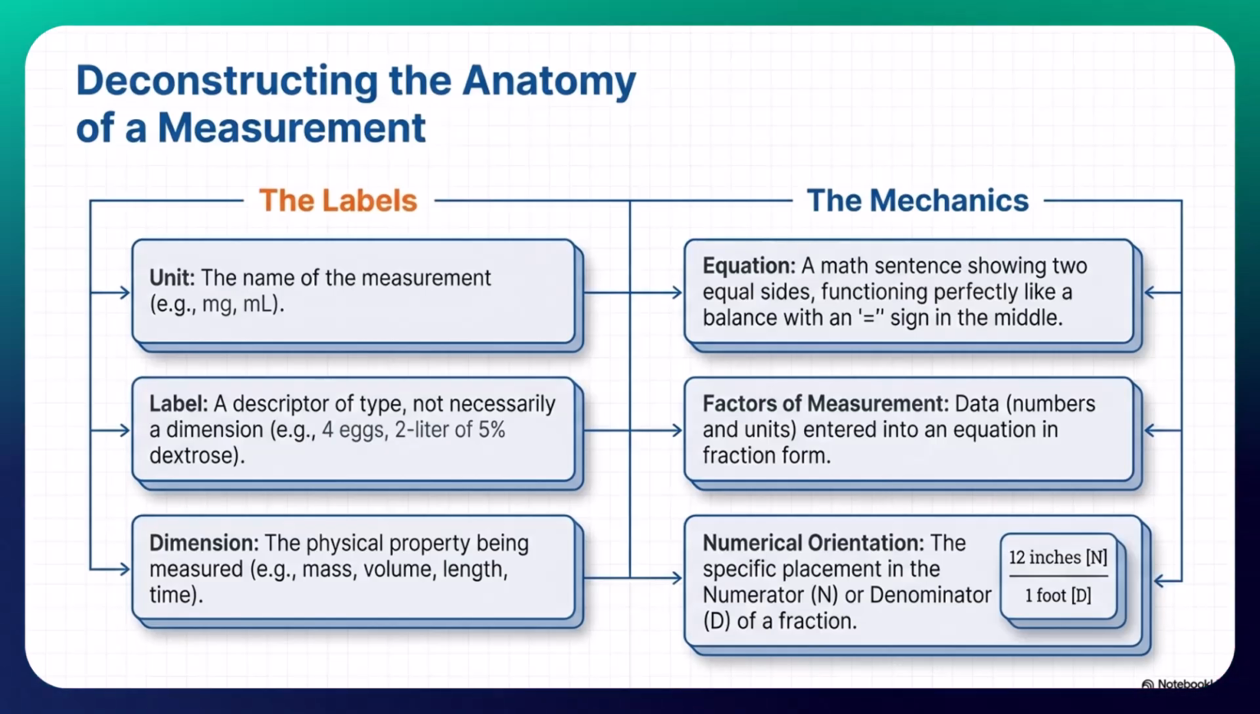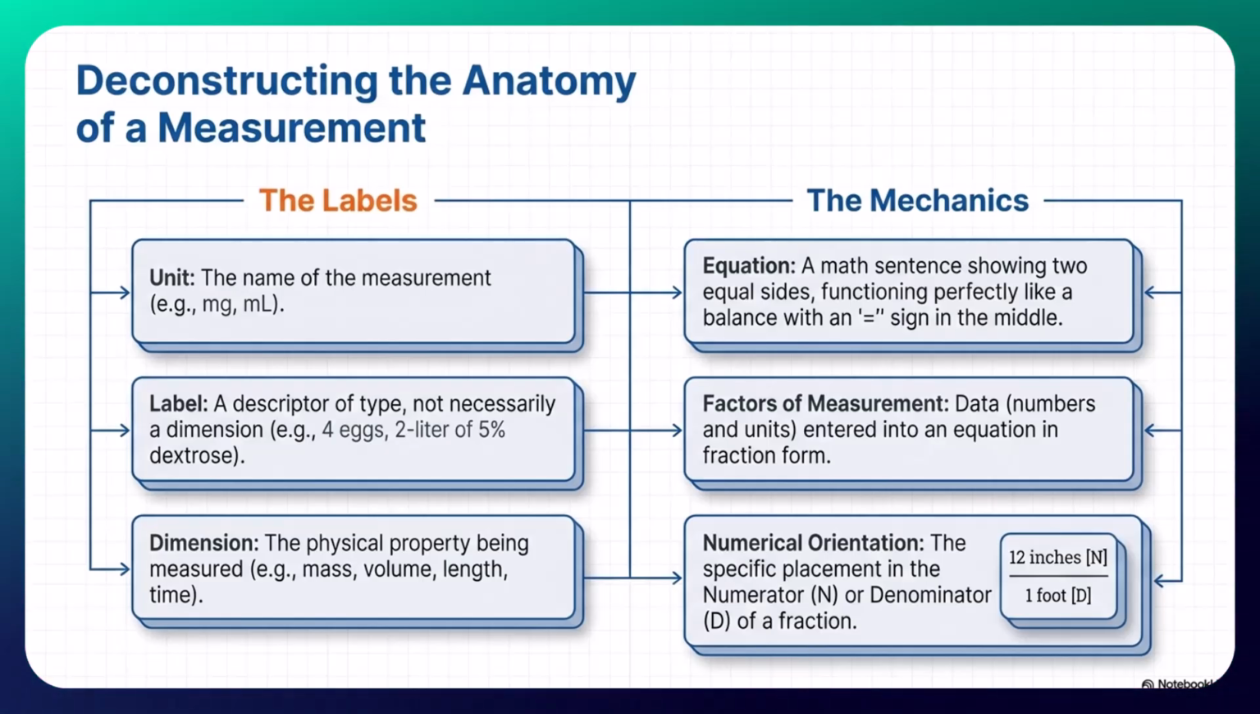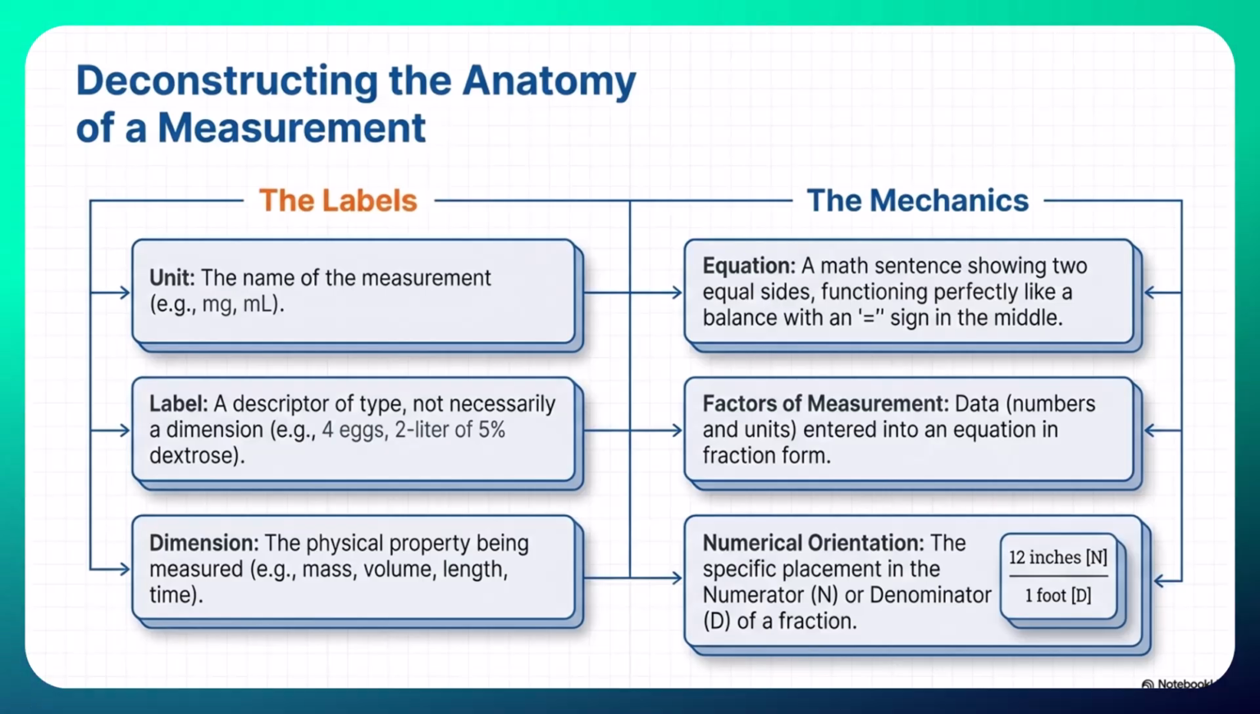So we've been talking about labels, and you've been working on decoding this language. So those labels are in the column to the left. The new thing today is dimension. Dimension is the physical property being measured, whether it's mass, volume, length, time, whatever. That's your dimension. On the right, though, let's talk about some of the mechanics of what we're going to be doing. So the equation is just a math sentence, and that's what we've started teaching you how to decode. It shows two equal sides functioning perfectly like a balance with an equal sign in the middle.